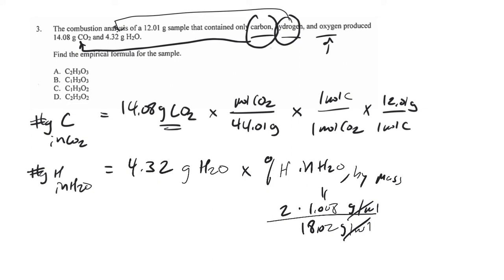And so for hydrogen, it's 0.483 grams of hydrogen. And so now we could go grams to moles, moles to 2 hydrogens, atomic weight, like we did for carbon. Or we can just say it's 4.32 times the percent H in water by mass. And we know that equation from earlier in chapter 3. And so if we go through and calculate the carbon mass, it's 14.08 times 12.01 divided by 44.01. So that's 3.84 grams.